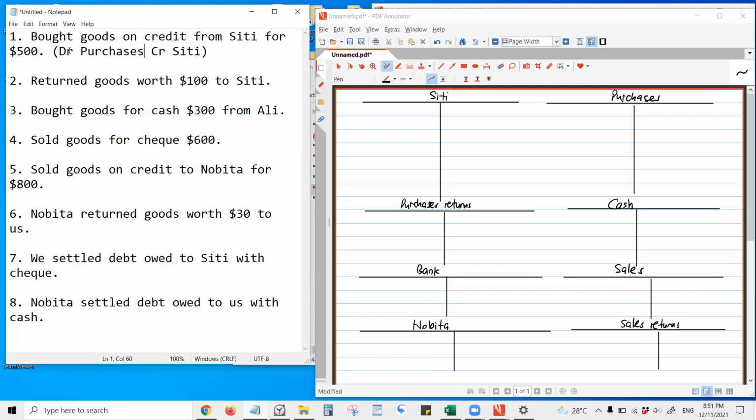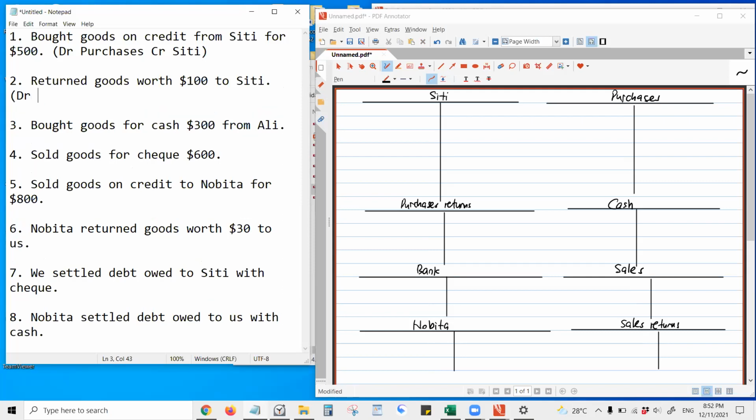You know the challenge. Okay, debit purchases, credit Citi. Later we put it into the account. Okay, we focus on determining the double entries first. Okay, second one, return goods worth 100 to Citi. So you have to debit Citi, credit purchases returns. Okay, reversal and then add the word returns. Okay, earlier you owe Citi, right? You owe Citi 500. Now you return goods worth 100 to Citi. You will owe Citi less. Okay, these are the double entries.